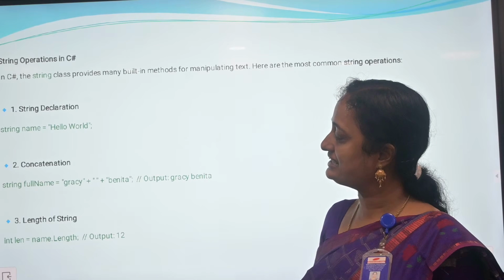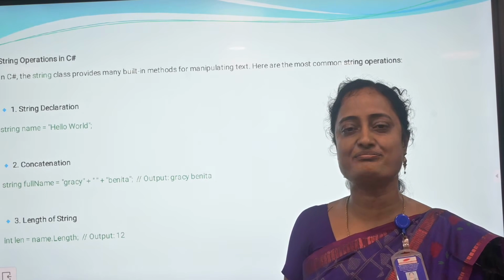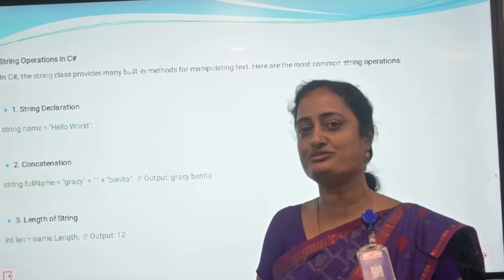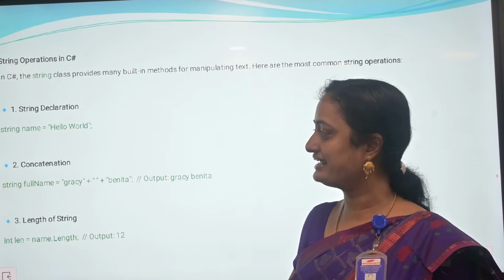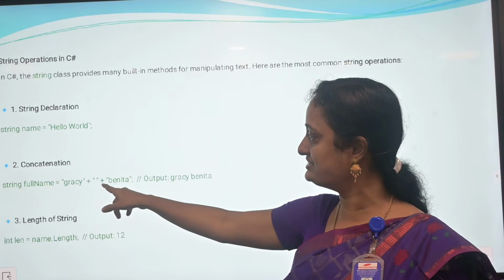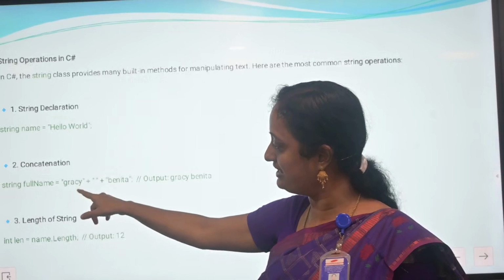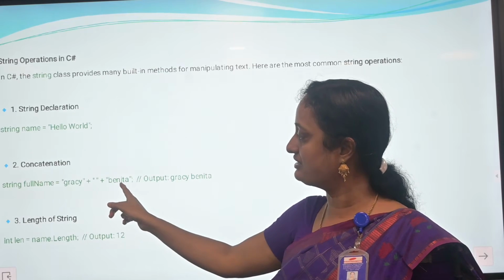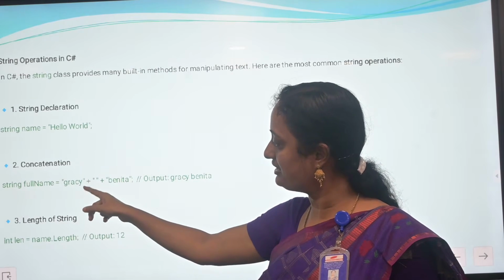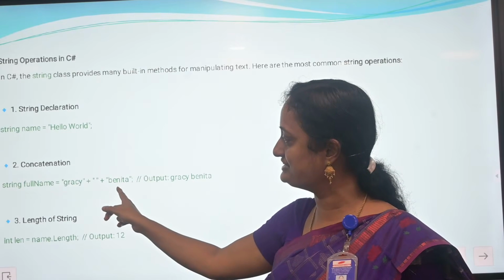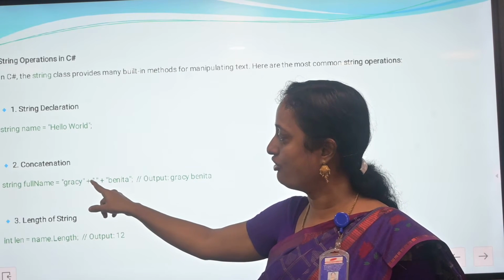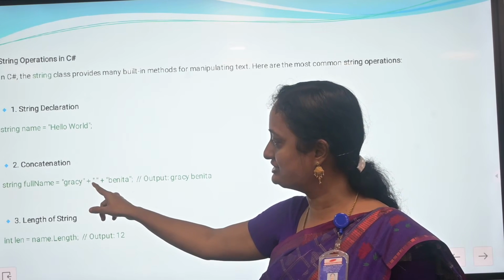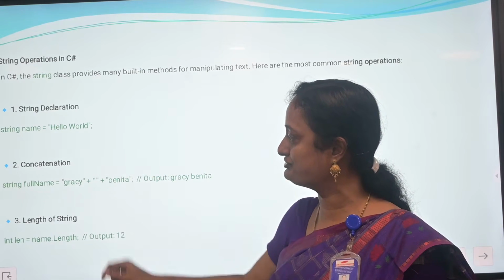Next operation is concatenation. If you want to combine or join two strings, we can use concatenation. The notation is plus. Suppose I have given two strings, one is Gracie and another one is Benita. To join these two strings, use the concatenation operator.